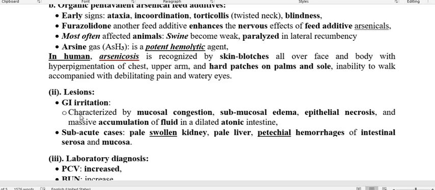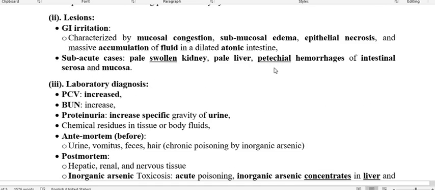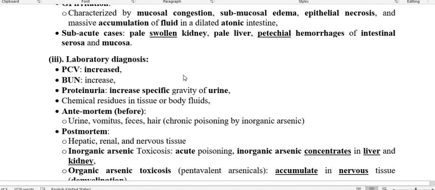So as it gets absorbed, the major accumulation sites of arsenic are the major organs. What are these major organs? Liver, kidney, lungs, and then one more organ, the heart. The major affected organs are the kidney as well as the liver. The kidney gets swollen, and the liver is pale. And as I mentioned earlier, the GI tract is mainly affected, so you will find pinpoint hemorrhage, that is petechial hemorrhage, in the intestinal serosa and mucosa.